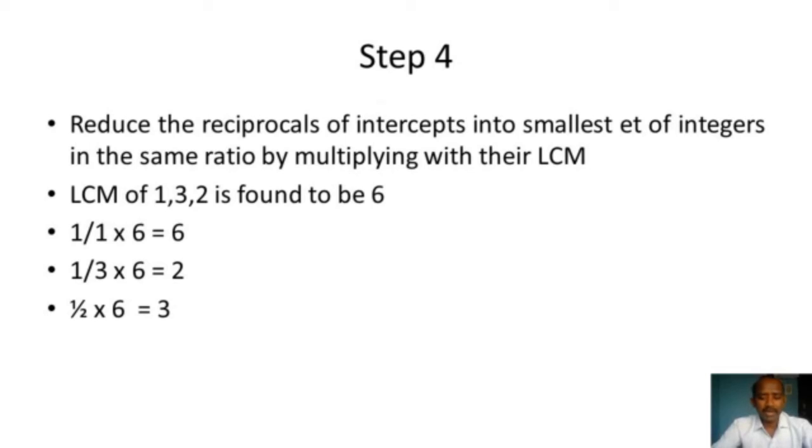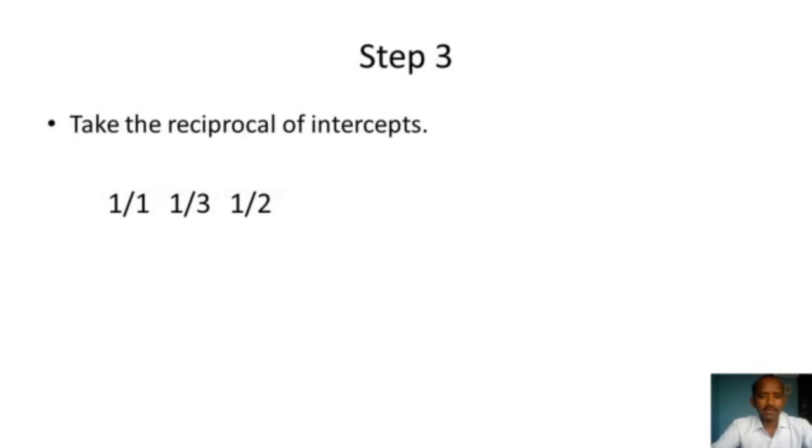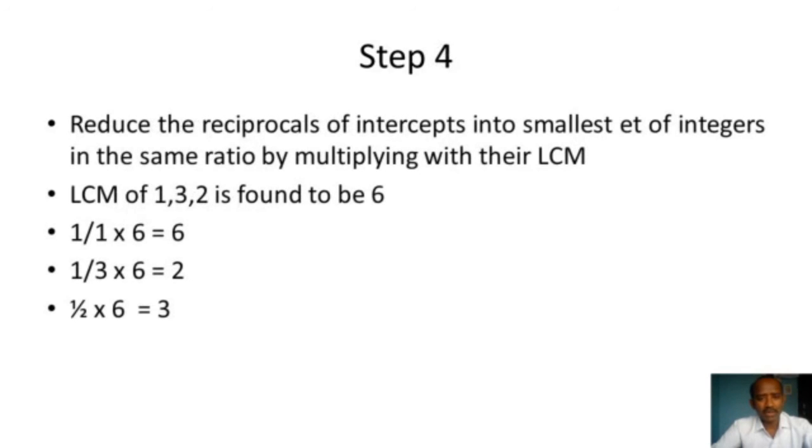And we have to multiply this number with the reciprocals of the intercepts we have already taken. Multiplying by the LCM: 1 by 1 into 6 we can write as 6, 1 by 3 into 6 gives 2, and 1 by 2 into 6 gives 3. So we get 6, 2 and 3. So we got the result.